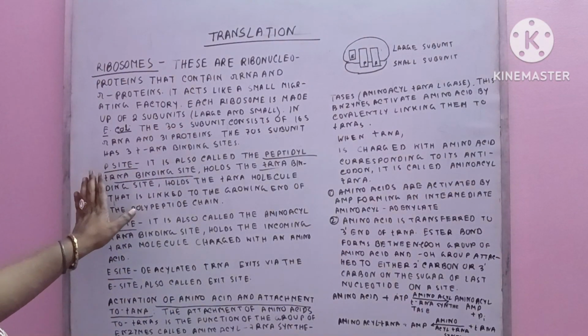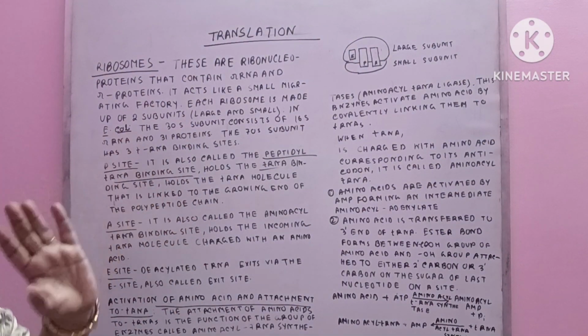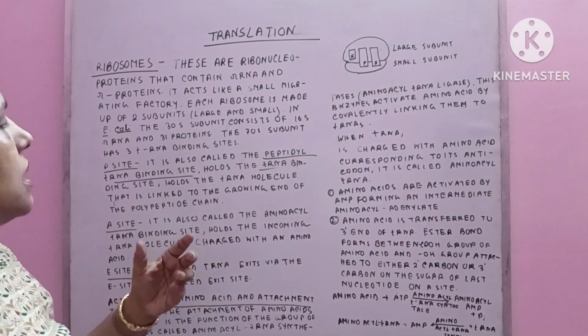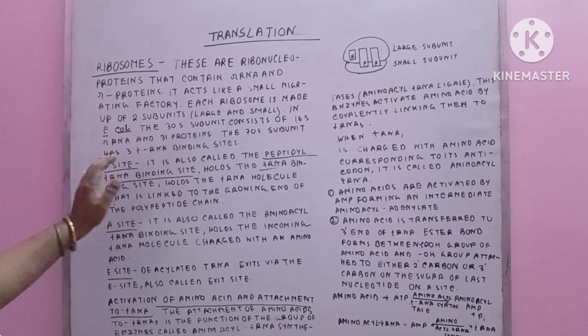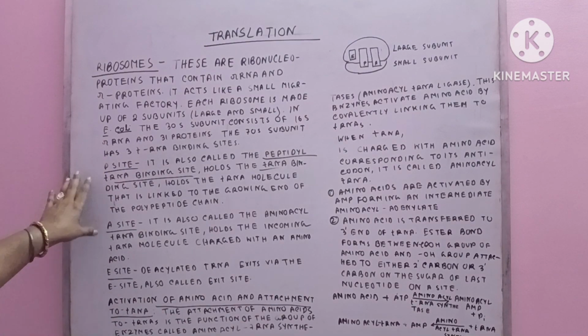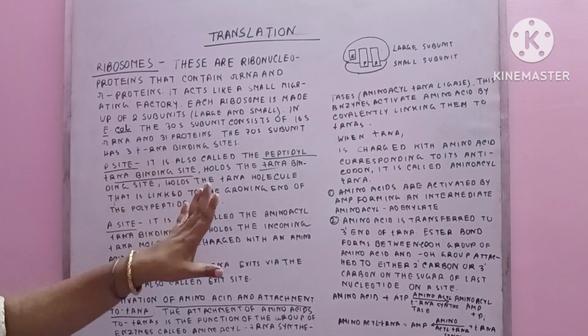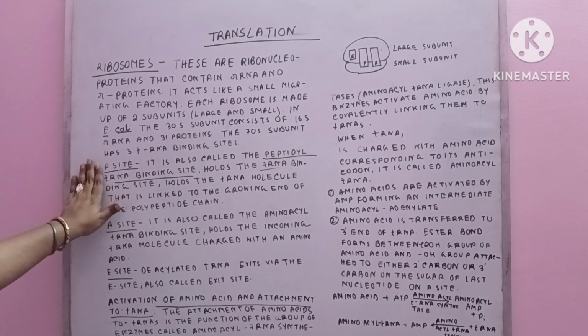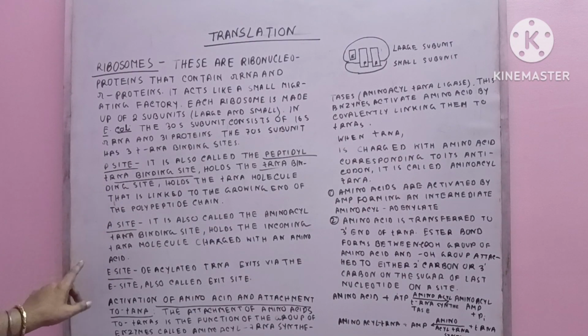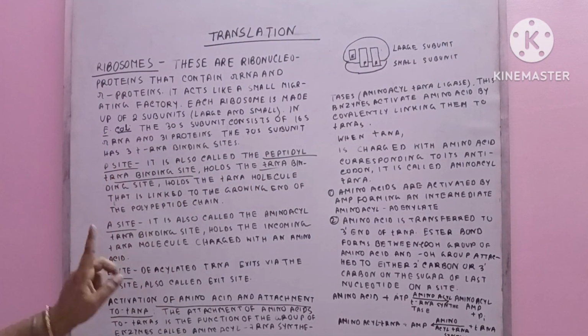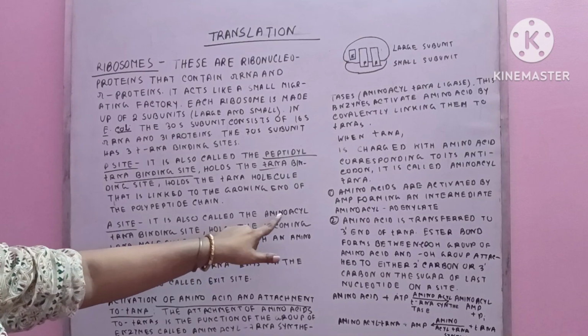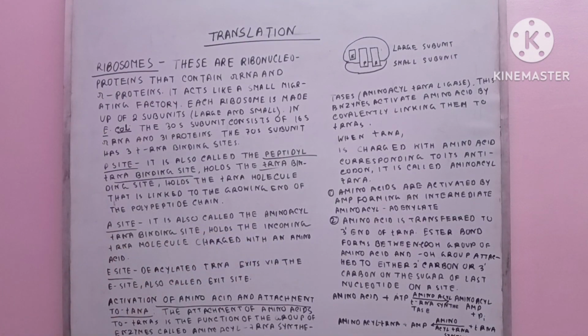In the case of the 70S subunit, which we will try to learn about here, it has 3 sites, and this is very important for the translation process. The first site is the P site, the second site is the A site, and the third site is the E site. The P site is known as the peptidyl tRNA binding site. The A site is known as the amino acid tRNA binding site. And the E site is called the exit site.